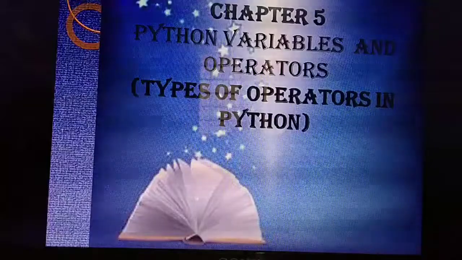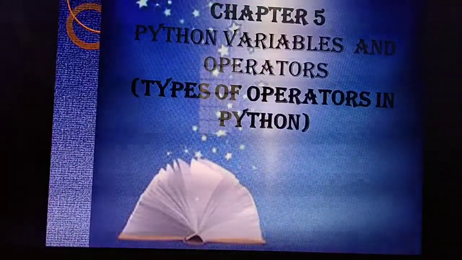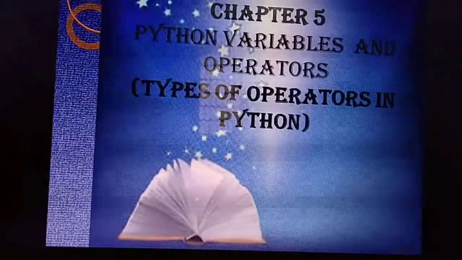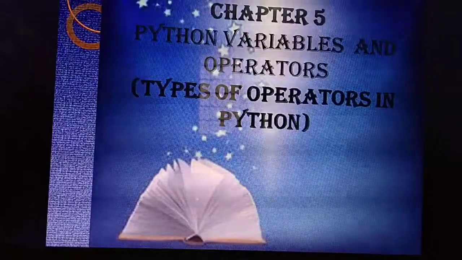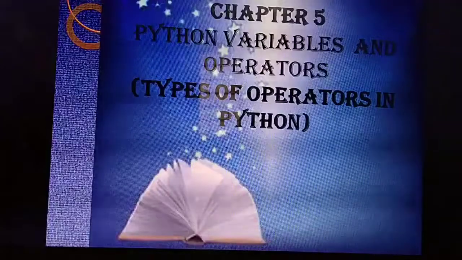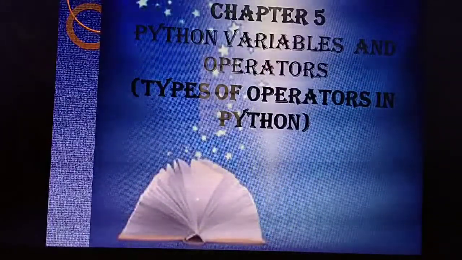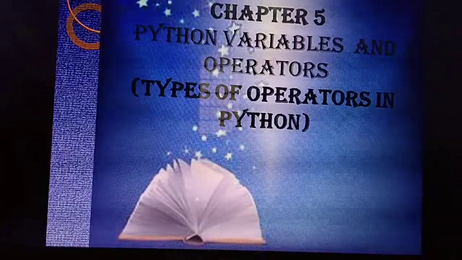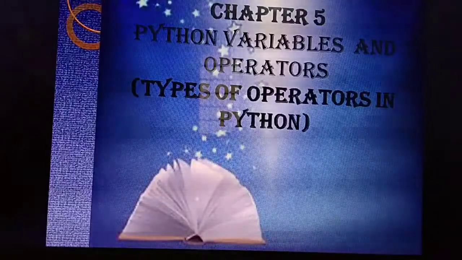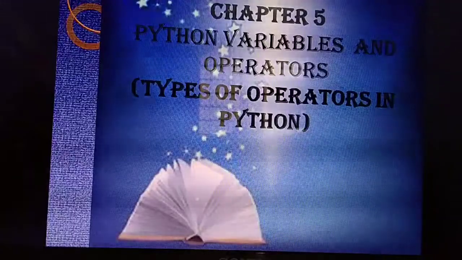Next, the second type of operators you have studied is relational operator. What do you mean by relational operator? The name itself has relational, some kind of relation between two operands. What are the relational operators you have studied? Greater than, less than, greater than or equal to, less than or equal to, not equal to. These are the things you have studied in relational operators with examples.